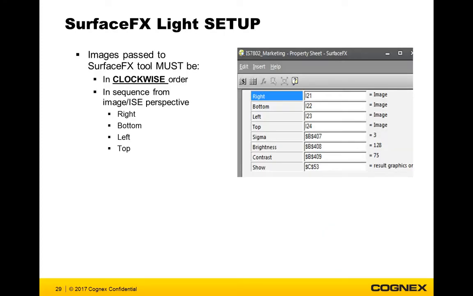Now, if we look in the property sheet for SurfaceFX, you're going to see it needs these images in a specific manner. So we see right, bottom, left, top. That is the way the images need to be passed in there. And when you pass them in like that, you're going to notice that the features that are raised are going to be white, and the features that are indented are going to be black. So just make sure that we know how we're acquiring those images and what those images look like so we can pass them into SurfaceFX to do its thing.